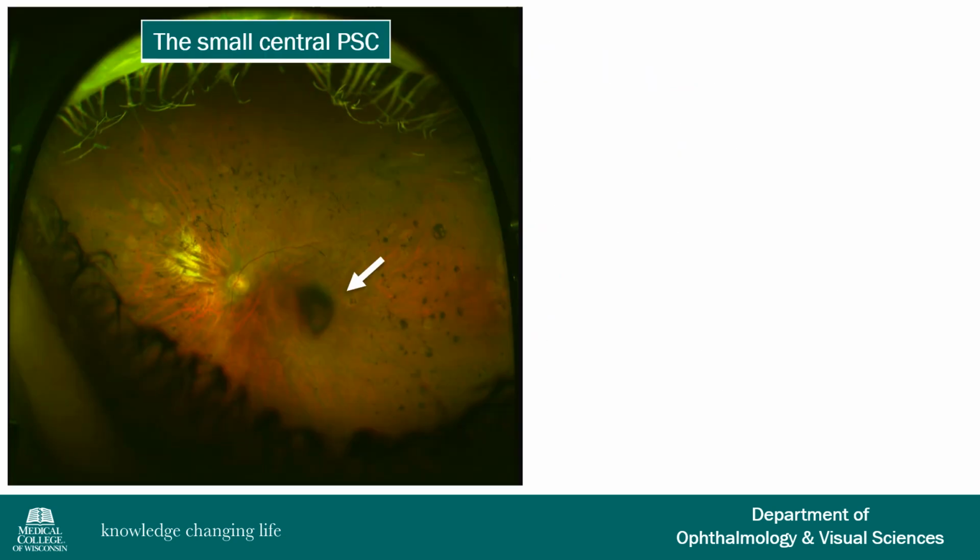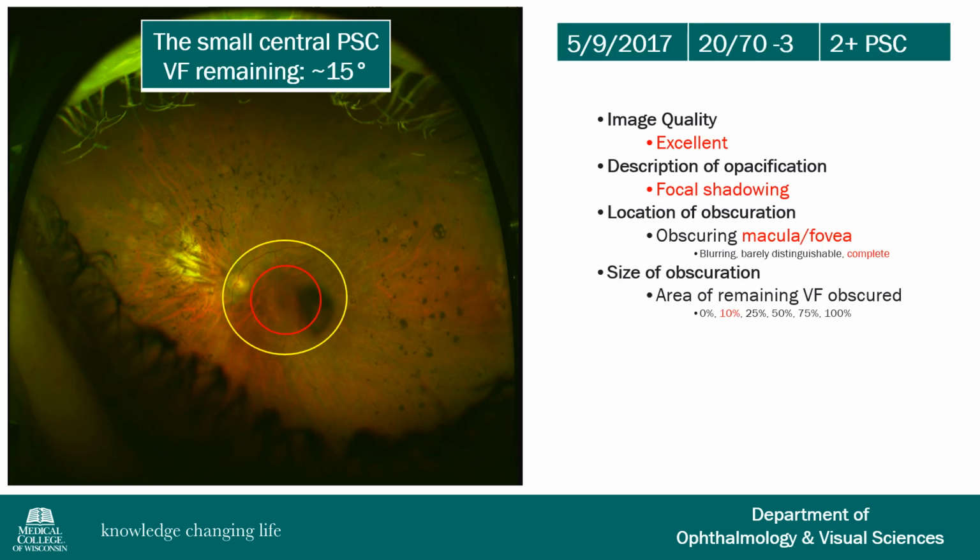Moving on, we demonstrate an example of a small central PSC, which can clearly be seen as this obscuration overlying the macula in this image. Factoring in our other considerations, we see that the patient's remaining visual field is approximately 15 degrees, which lies somewhere between these two lines. Their visual acuity was 20/70-3, and clinically they had a 2+ central PSC. The image quality here is excellent. It shows focal shadowing of the macula and fovea with near complete obscuration. The area of remaining visual field obscured would be roughly 10 to 15%.